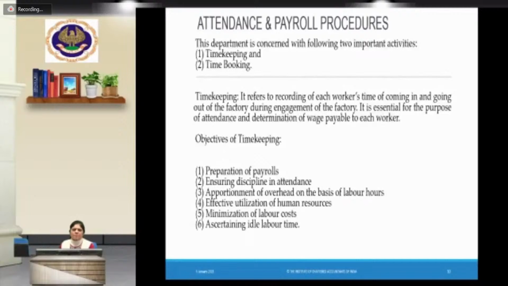Moving further, attendance and payroll procedures. It is one of the very important aspects for a labor or an employee or a worker. So the attendance and payroll procedure starts with timekeeping and time booking. See, whenever we have to calculate the wages or the salary of a person, we need to know how much time the person or employee or the worker has spent in the organization or on the job. All right.